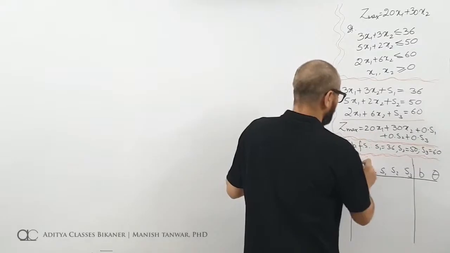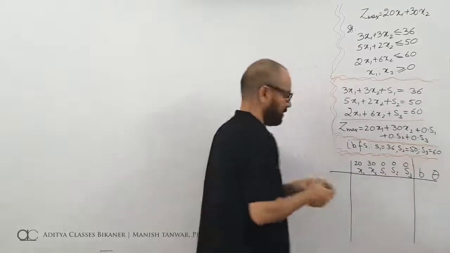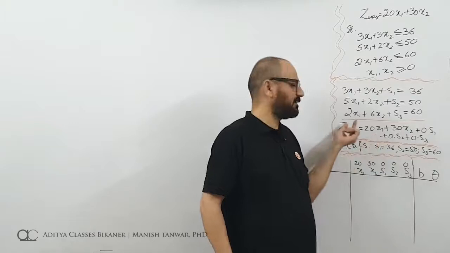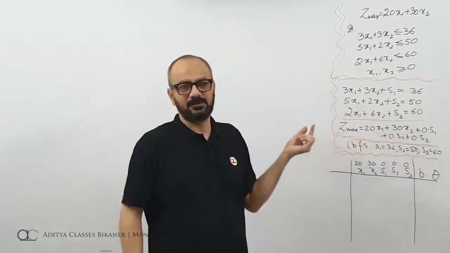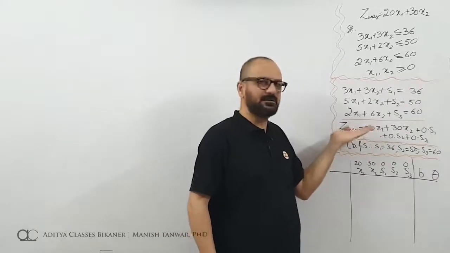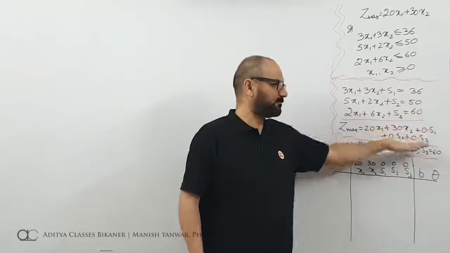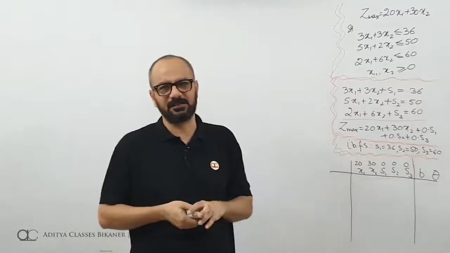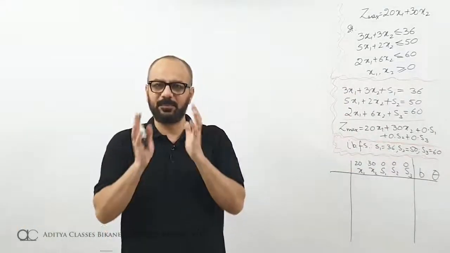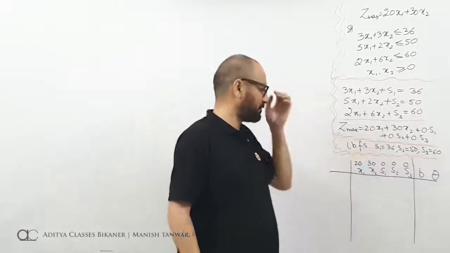X1 is contributing 20, 30, 0, 0 and 0. Remember we put a 0 as a coefficient of S1, S2, S3 in the objective function, so that it does not have any effect on my profit. Technically my profit is still a summation of 20x1 and 30x2. But these are now incorporated in my objective function. So theoretically my objective function consists of all the variables in my problem. But practically I know very well that only 2 variables are contributing to it, that is x1 and x2.